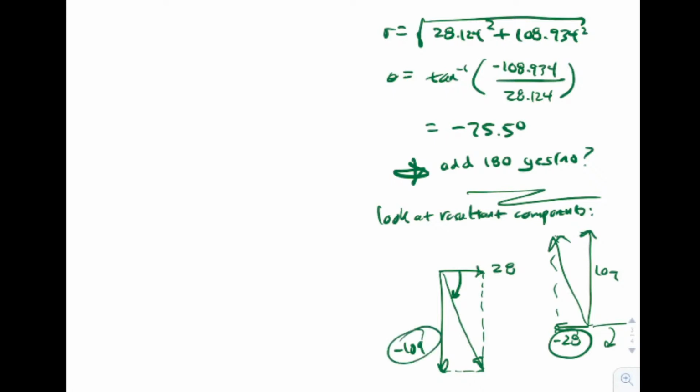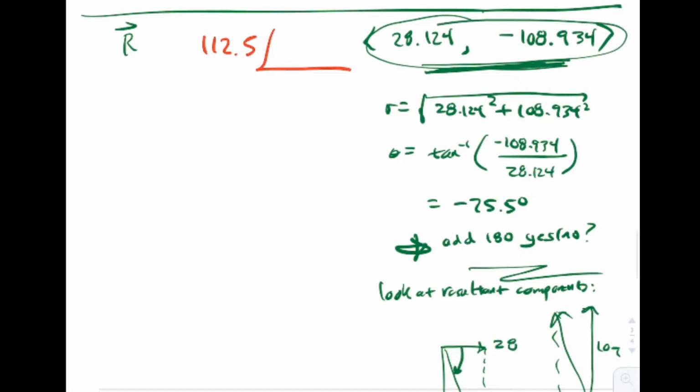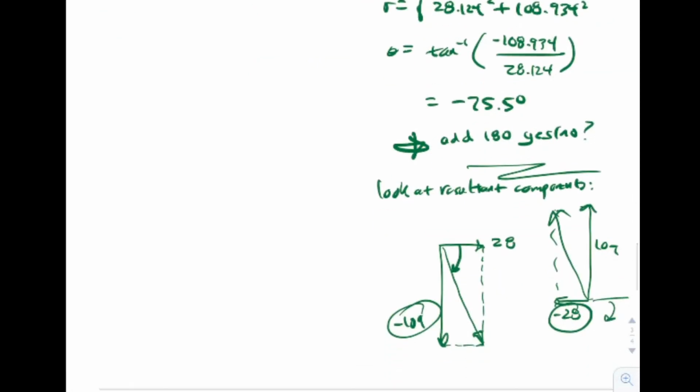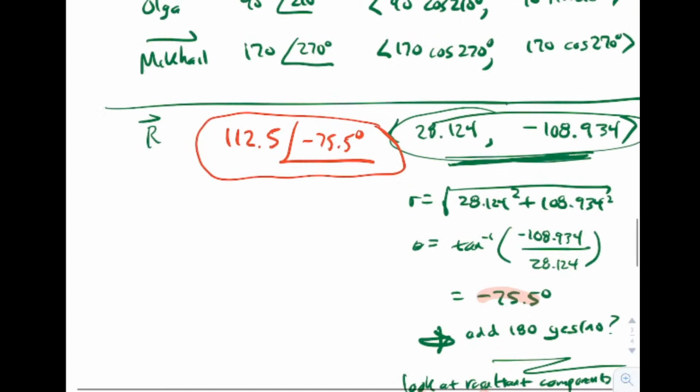So just take this and draw it, and then you'll know which quadrant you're pointing into. We should be pointing into this quadrant. 1, 2, 3. This is the fourth quadrant. And the angle they're giving us is in the fourth quadrant. We're fine. That's the actual angle. It's negative 75.5 degrees.